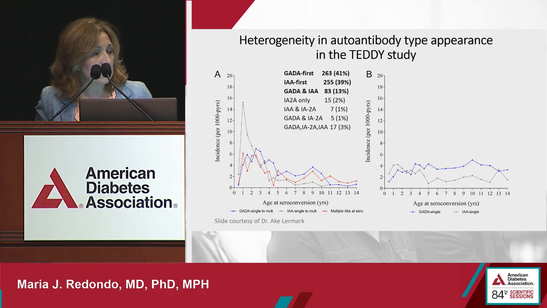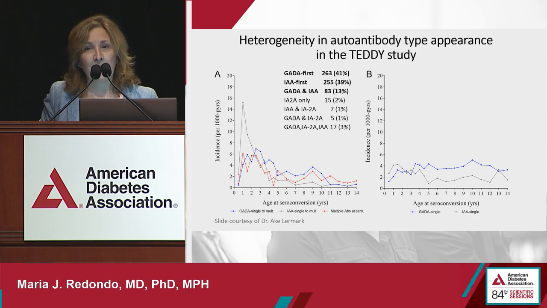And then on the second chart, you have the children who remain single autoantibody positive, and there's clearly much less difference between GADA and insulin antibodies.